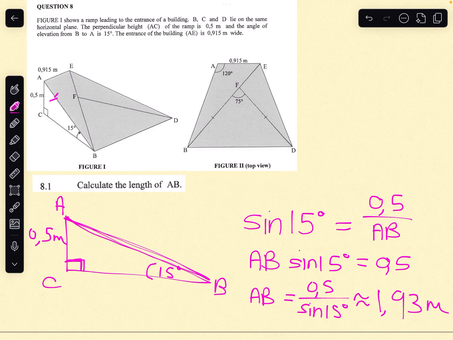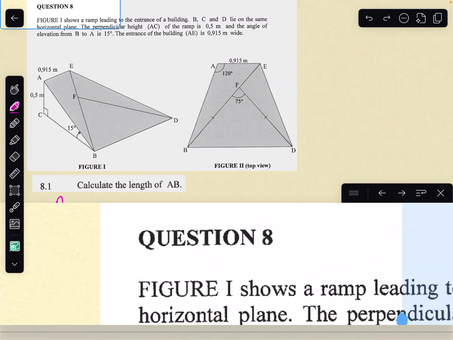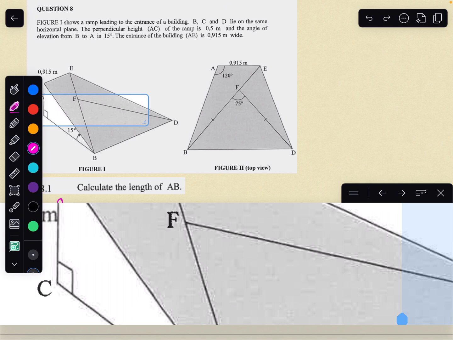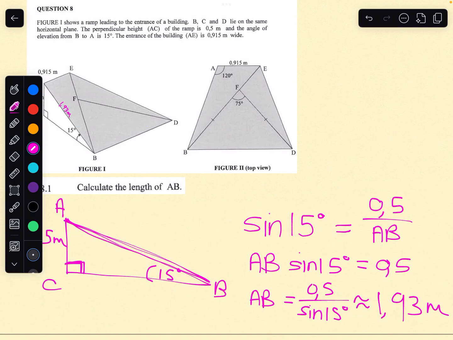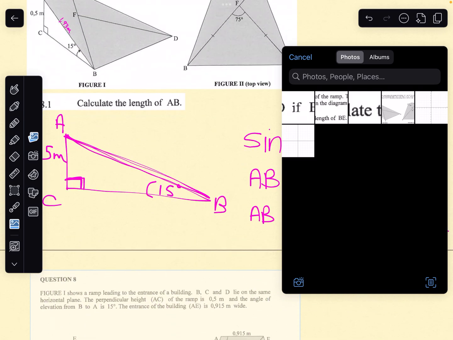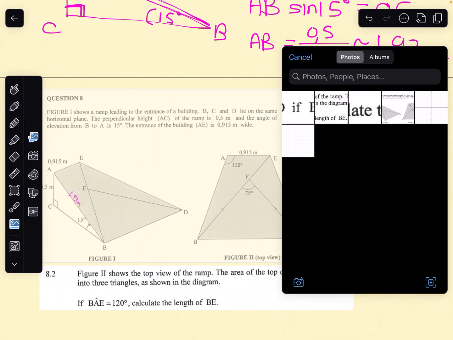Probably be better served using my fancy little tool. Come along, fancy little tool. 1.93 meters. Okay, and now the wonders of science. We shall duplicate you and take you to the next page.